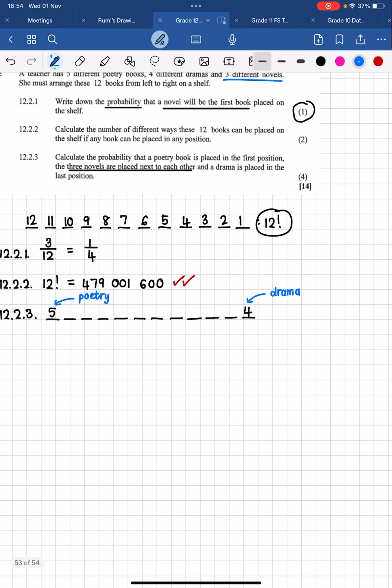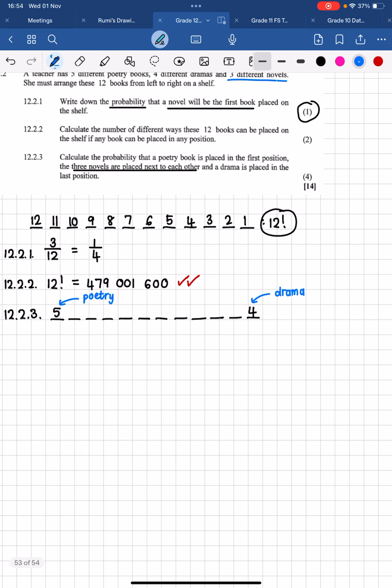Are we seeing that? Are we fine with those two values? So they're saying it has to be a poetry book in the first slot, so there are 5 options. Has to be a drama book in the last slot, there are 4 options. Now guys, how many books are there left in between? There are still 10 books here that can be arranged in the middle in any order.